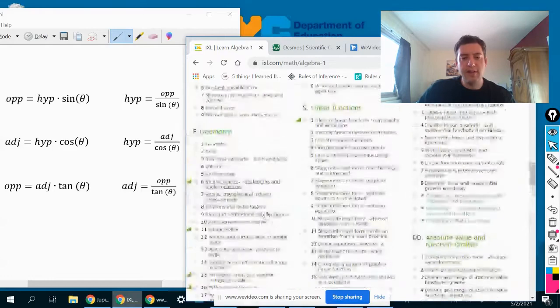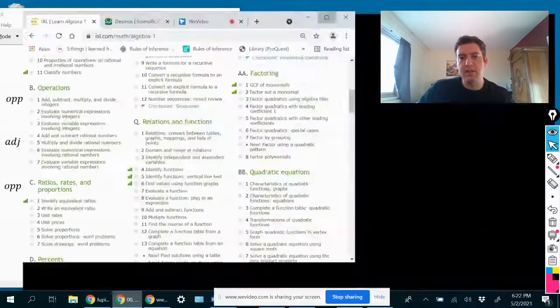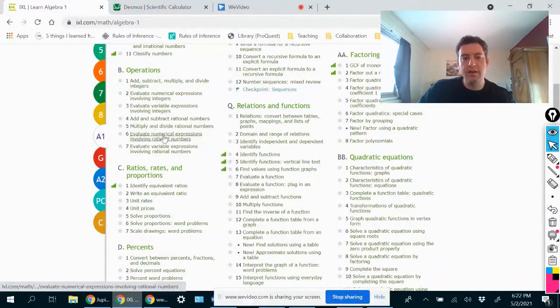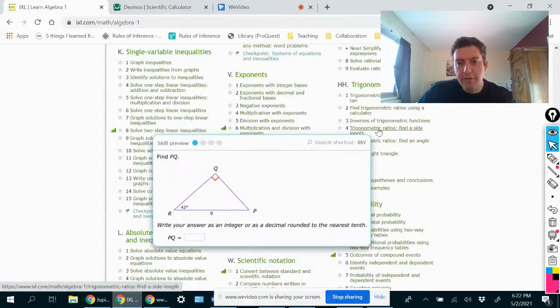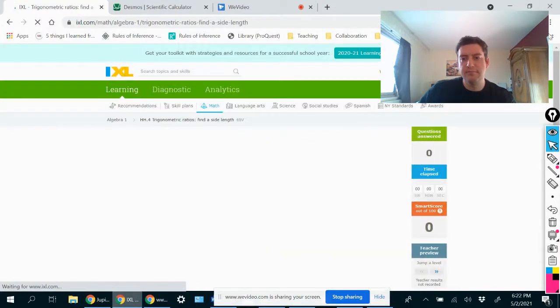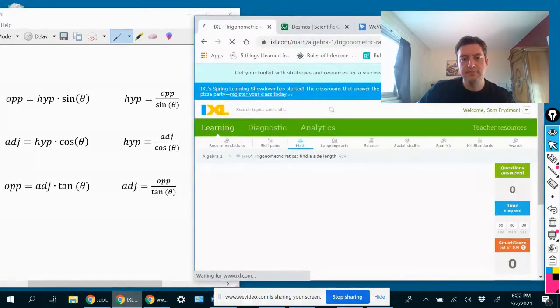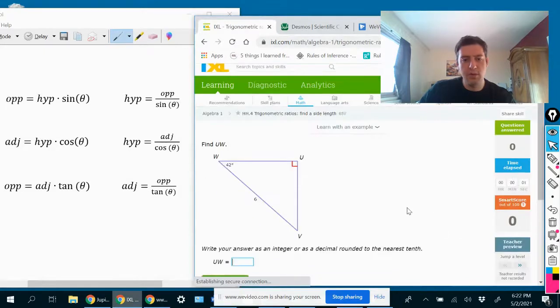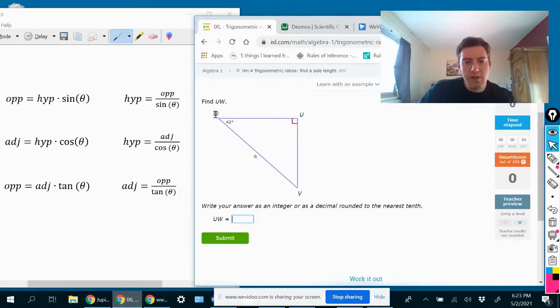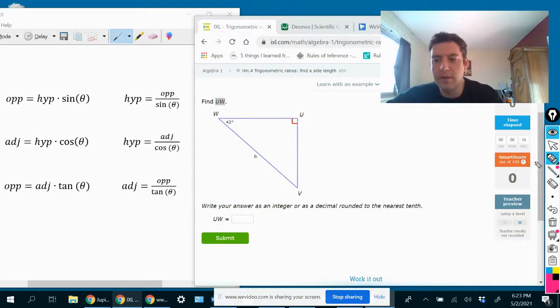All right, so let's go ahead. I don't know if you can see it. I am in Algebra 1, HH4. Trigonometric ratios, find a side length. Okay, here we go. So we have some triangle WUV, and we want to find the length of UW. So we're trying to figure out the length of this side over here.